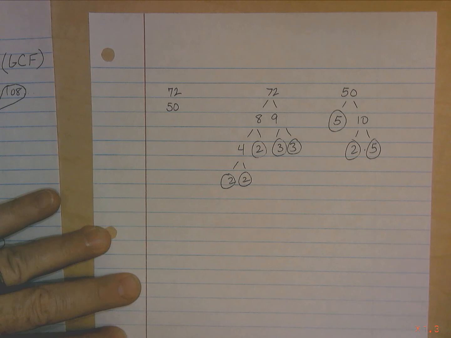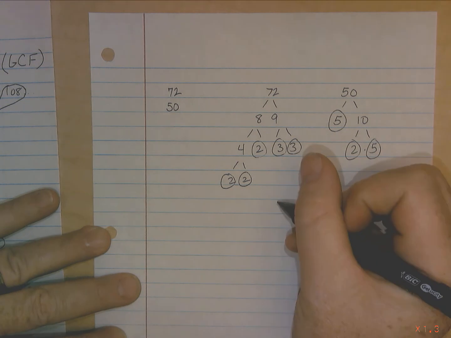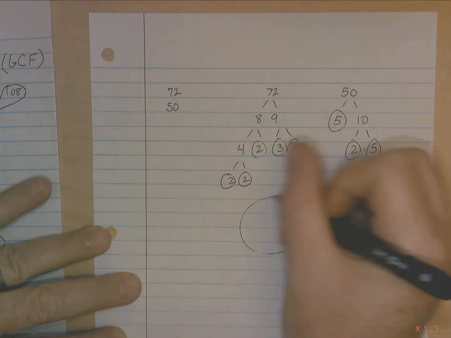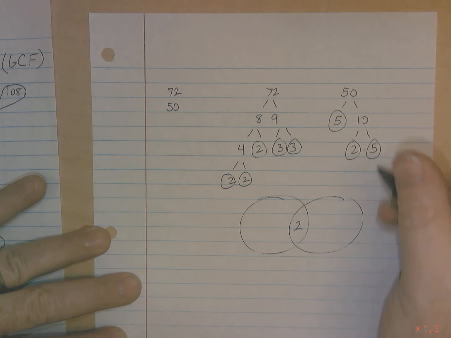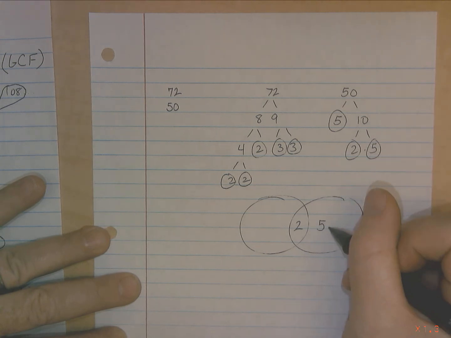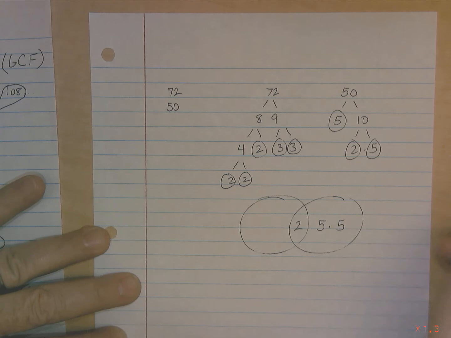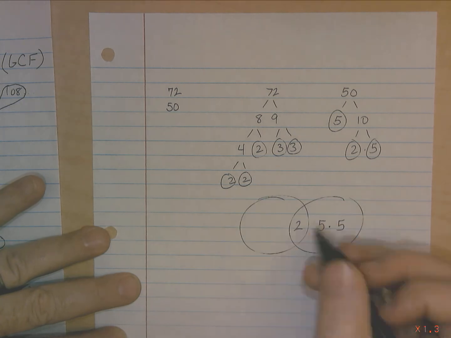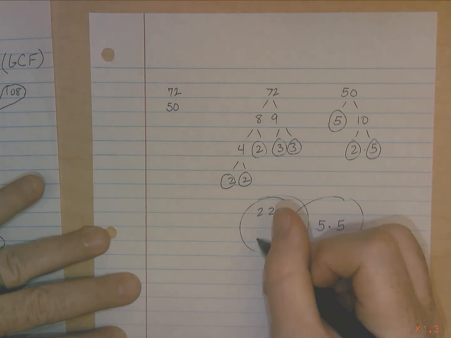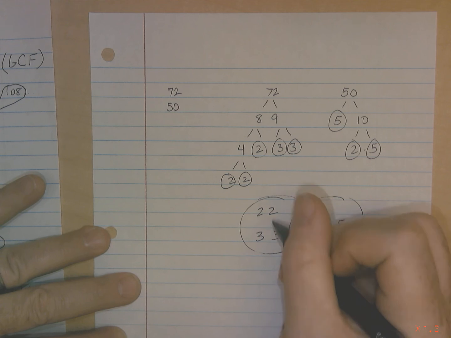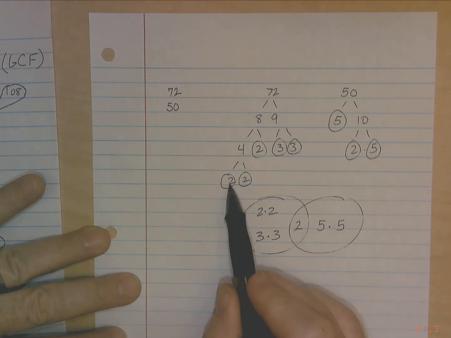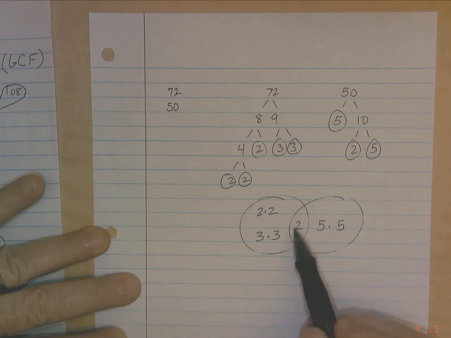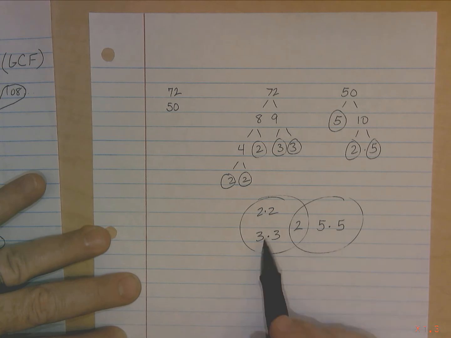Okay, what do they have in common? Well, they have one 2 in common. That's it, just one 2. So you're going to put the 2 in the middle. The two 5s for 50 are going to go right here. The two 2s and the two 3s are going to go right here. So two 2s and two 3s. Okay? And then you have the other 2, obviously, which we already counted. That's what's shared. And then you're going to multiply all those numbers together.